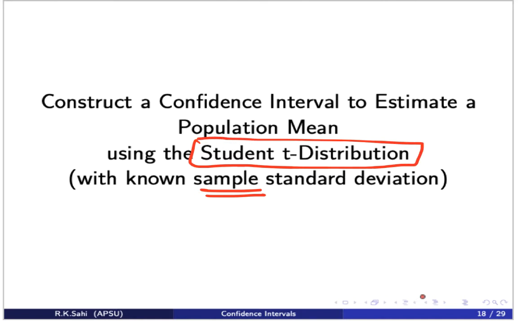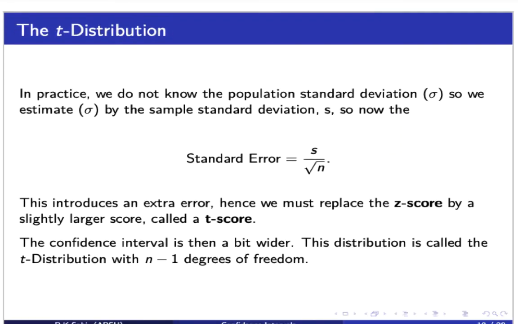Okay, that's the part to keep in mind. So when we are reading a problem, we have to see what is given to us. Are we given a population standard deviation or are we given a sample standard deviation? And if you're having a sample standard deviation, that means we are using a student t distribution. Okay guys, let's go ahead and focus on it.